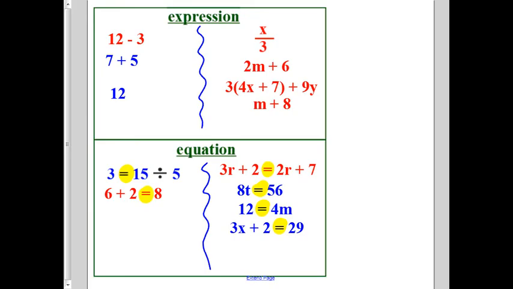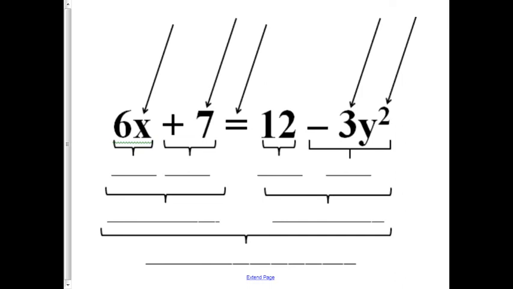Now, let's take a moment and refresh our memory about some of our vocabulary. Make sure we know what each of the parts that make up our expressions and our equations are. So we can look at this and say, well, the x in 6x is a variable. And the 7 is a constant because it's a number. Its value is not going to change. 7 is always 7.